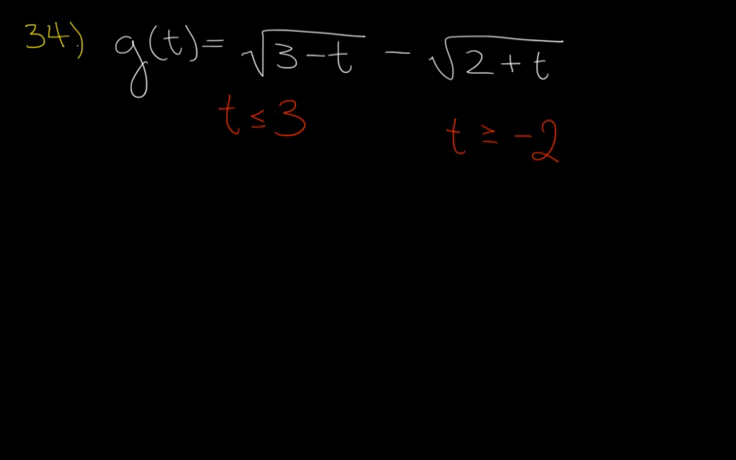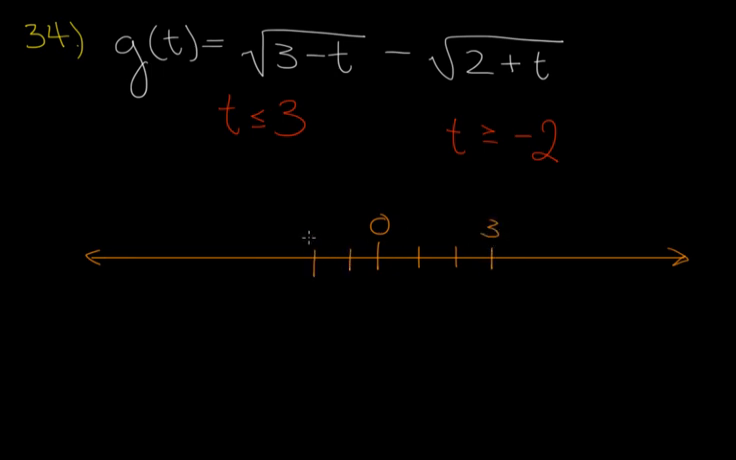So let's draw a number line just to see what this looks like. Let's plot 0 in the middle, good old 0. 1, 2, 3, and negative 1, negative 2. Okay, so the domain is less than or equal to 3 and greater than or equal to negative 2. So this is the domain.